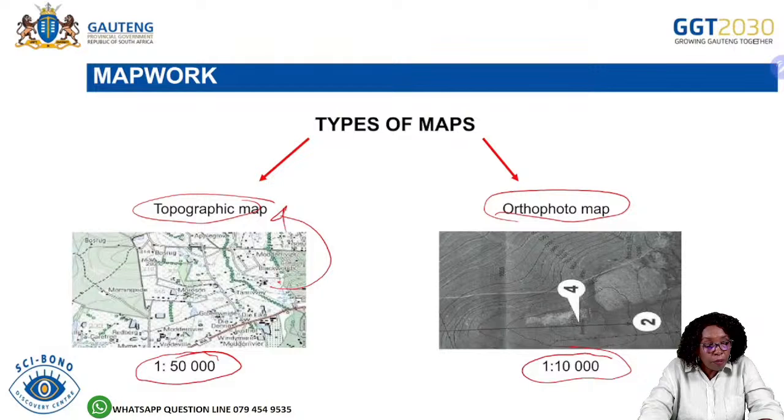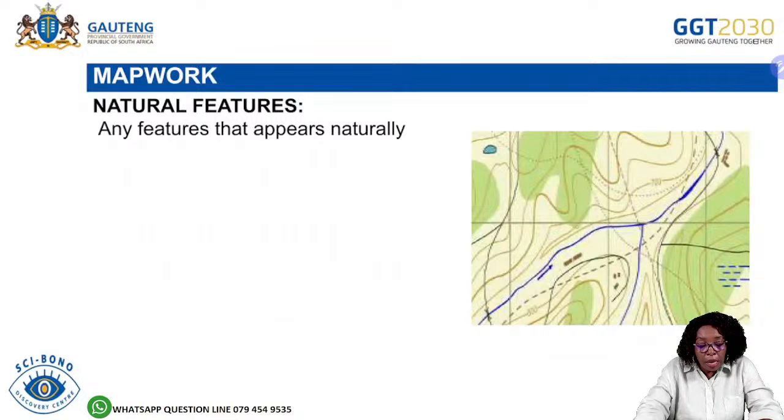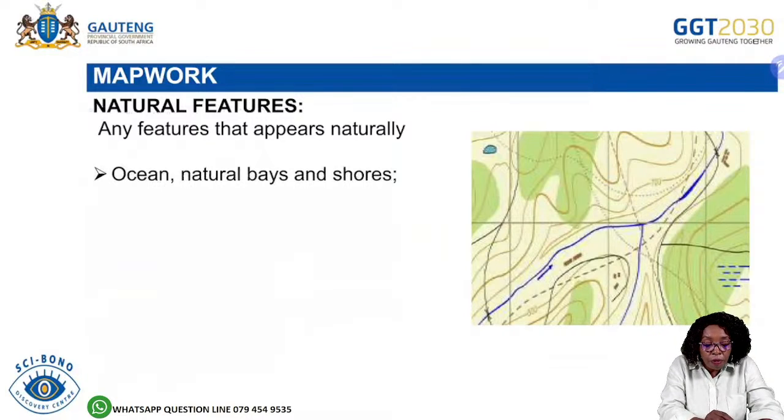The scale of a topographic map is 1:50,000. And the scale of the orthophoto map, generally with the maps that we are using, is 1:10,000. So this is the difference we need to note in how each of those maps looks. Now, what do we find on the maps that I have indicated? We can find natural features. When we look at a topographic map, what are we referring to? It's any feature that appears naturally.